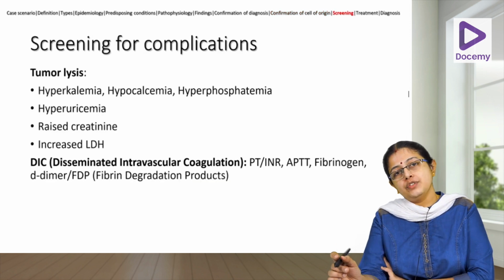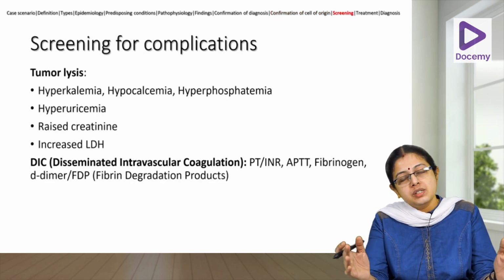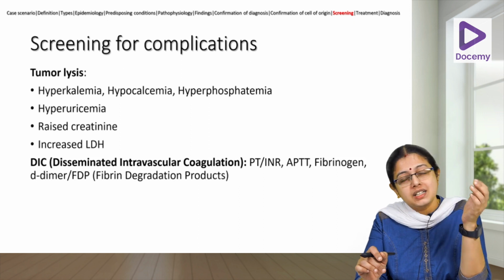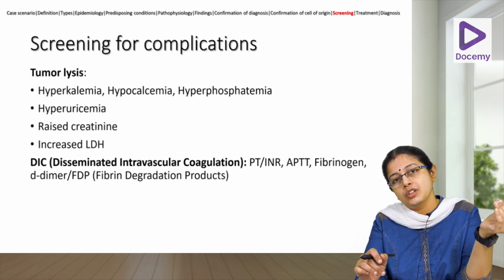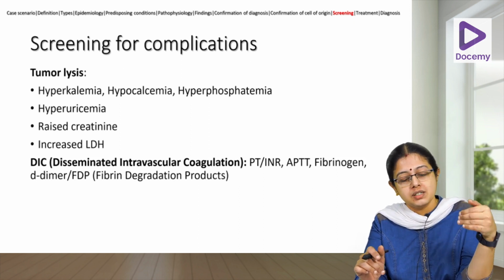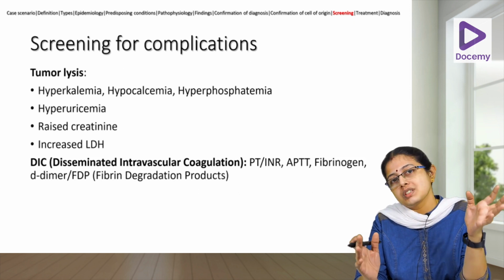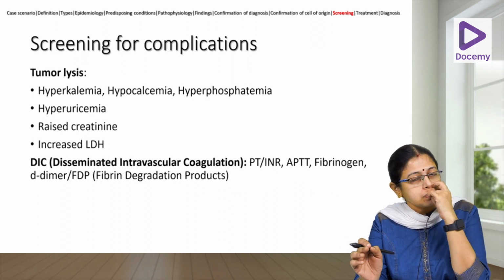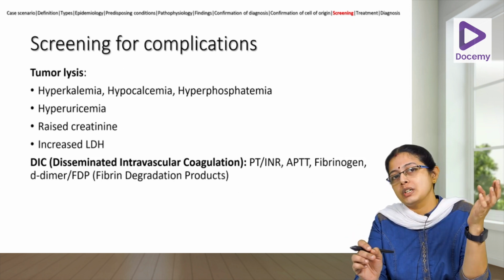Now coming to screening for complications. So now this particular patient you have identified as having leukemia based on the clonal proliferation of hematopoietic progenitors, and you've reached a diagnosis that this person has a leukemia. So now what are the other things that you should be looking for?